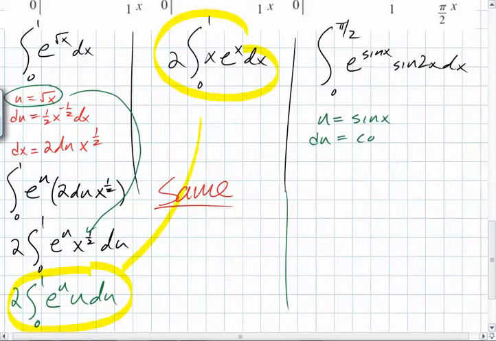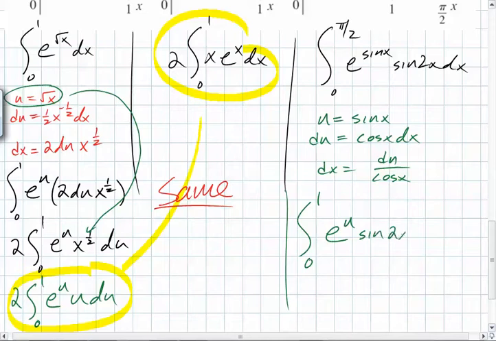Cosine x dx, so dx is du over cosine, right? So now you go from, what's sine of 0? What's sine of pi over 2? 1, exactly. So now you have e to the u, and instead you have sine of 2x. And then what's dx going to be? du over cosine x.